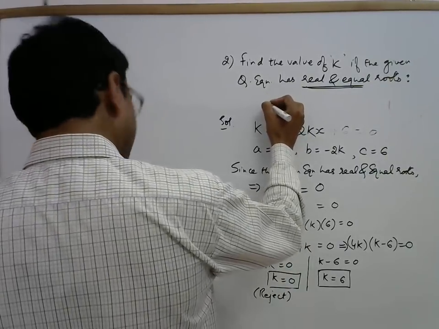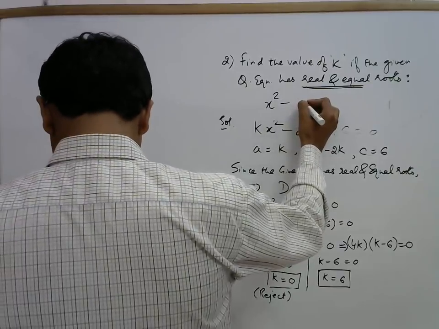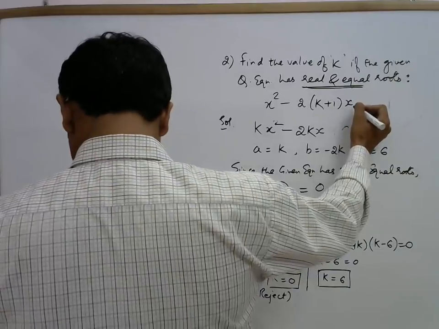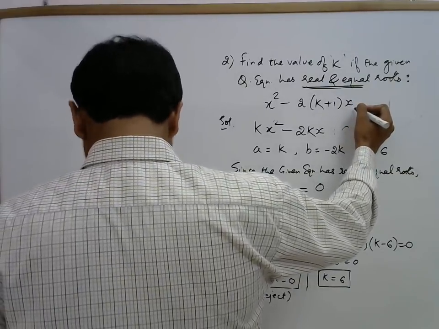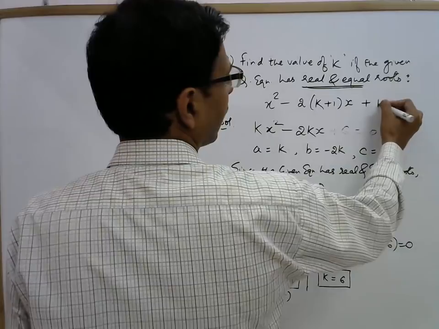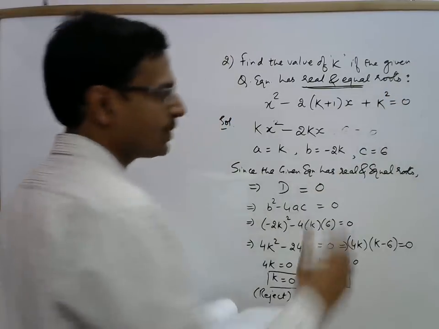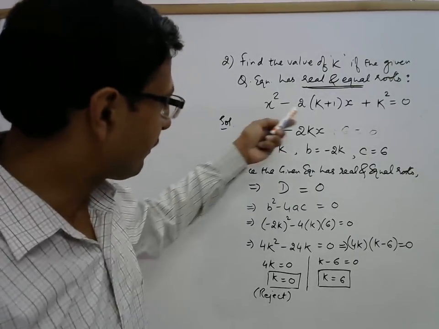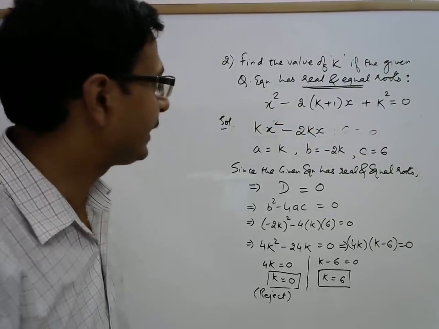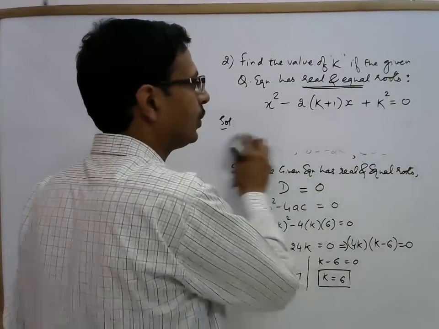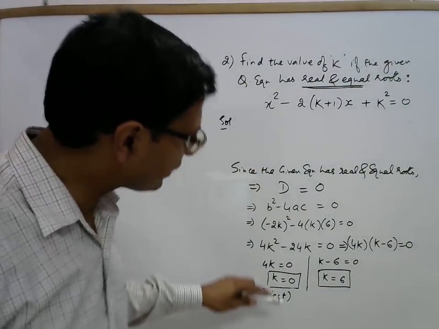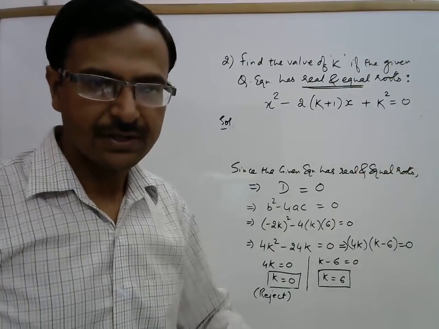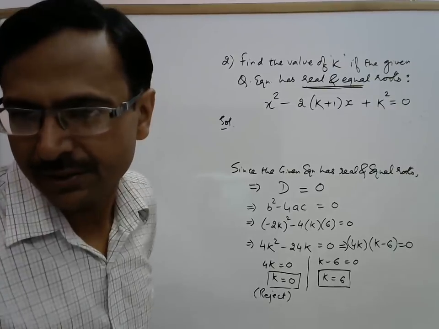The equation is x square minus twice of (k plus 1) into x plus k square equal to 0. Now this is the equation, and you need to tell me the value of k for which the given system of quadratic equations has real and equal roots. Students, follow the same method, the same procedure, just the values of A, B and C are different in this question. So you can start it.